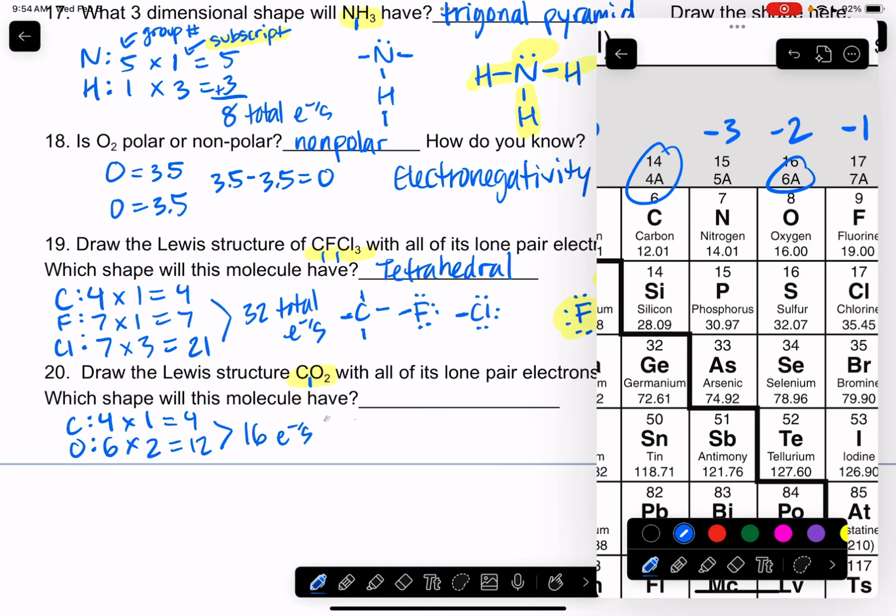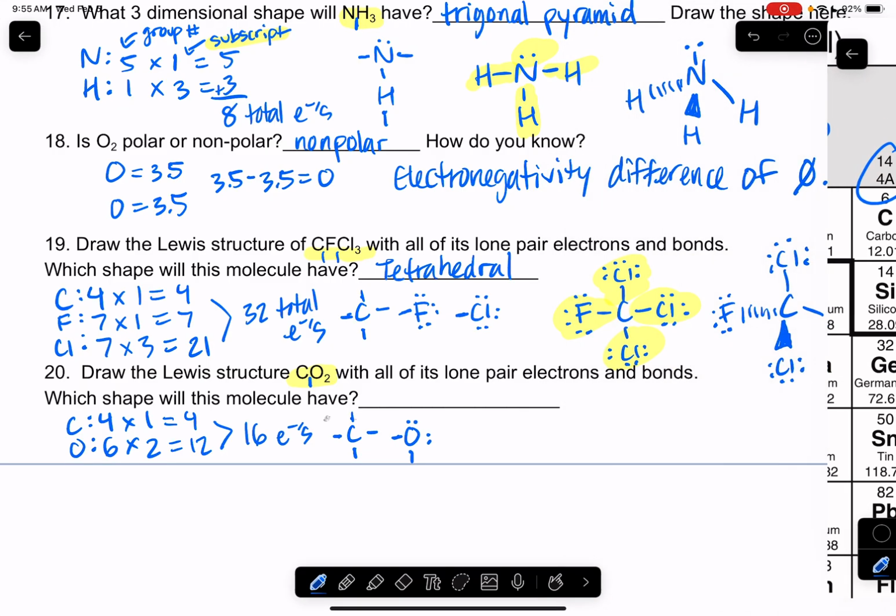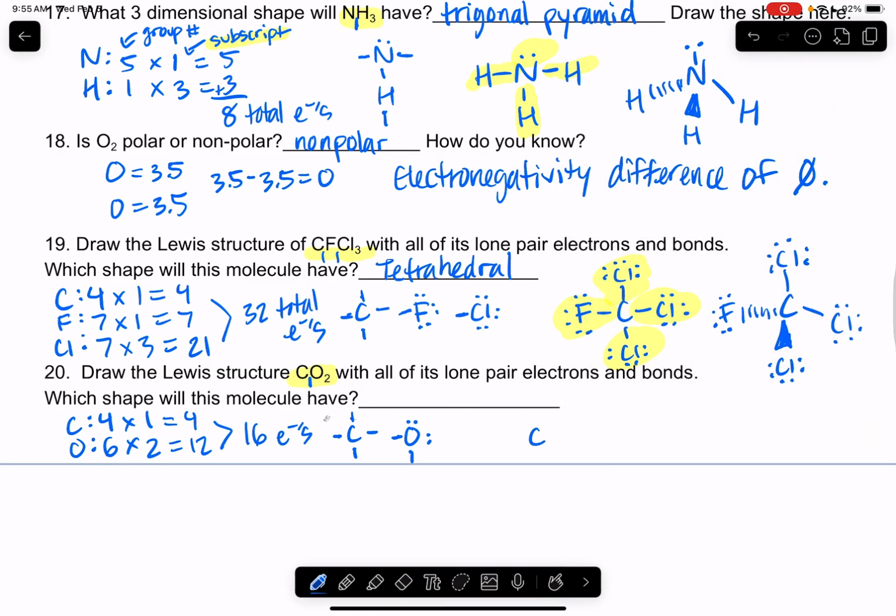Draw the Lewis dot structures. Carbon is in group 4, so it has 4 valence electrons. That means it can make 4 bonds. Oxygen is in group 6, so 1, 2, 3, 4, 5, 6. It has 2 single electrons, so it can make 2 bonds. Whichever atom makes the most bonds is going to go in the middle, so that's going to be carbon. And I have 2 oxygens, so I'm going to add those next, because they make the next number of bonds.